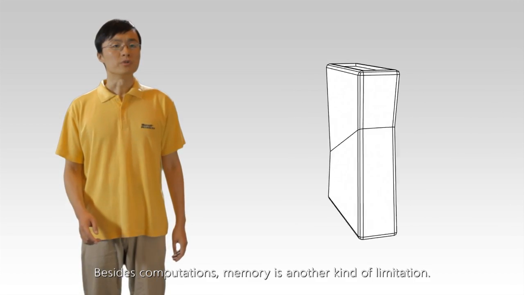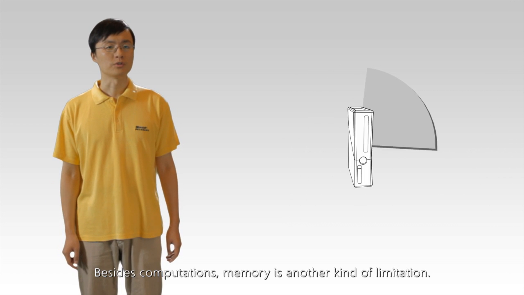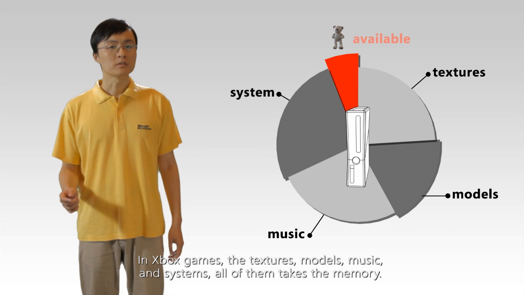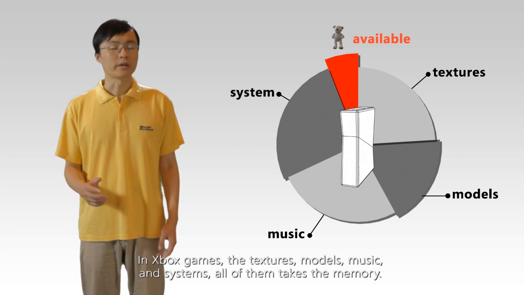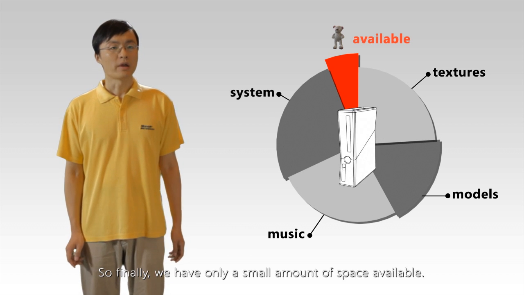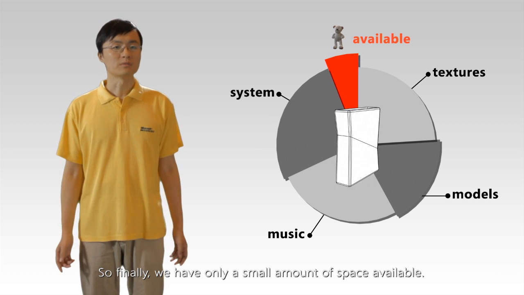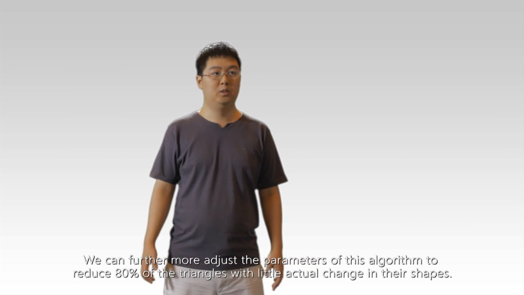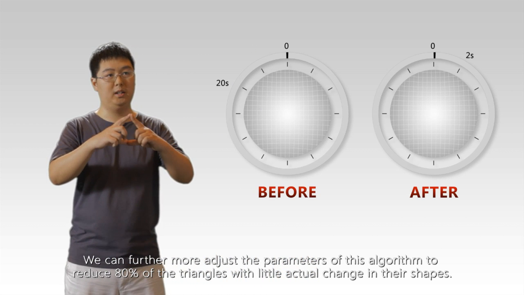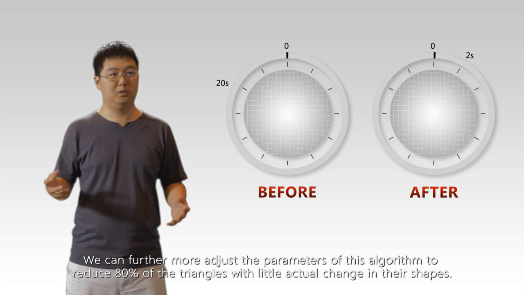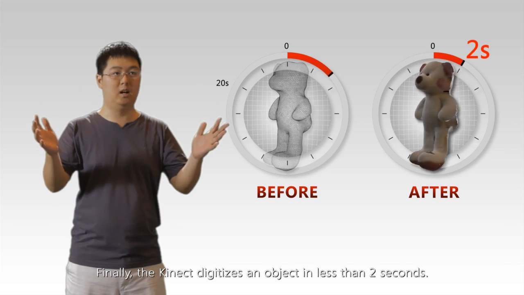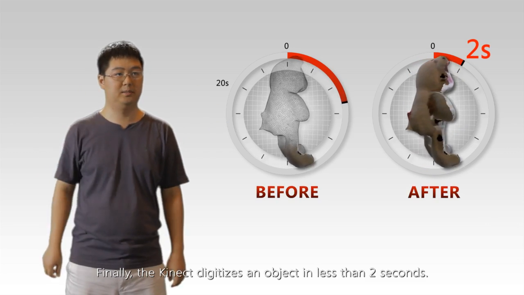Besides the computation, memory is another kind of limitation. In Xbox games, the textures, models, music, and the system, all of them take memory. So finally, we only have a small amount of space available. We can furthermore adjust the parameters of this algorithm to reduce 80% of the triangles with little actual change in their shapes. Finally, Kinect can digitize an object in less than 2 seconds.